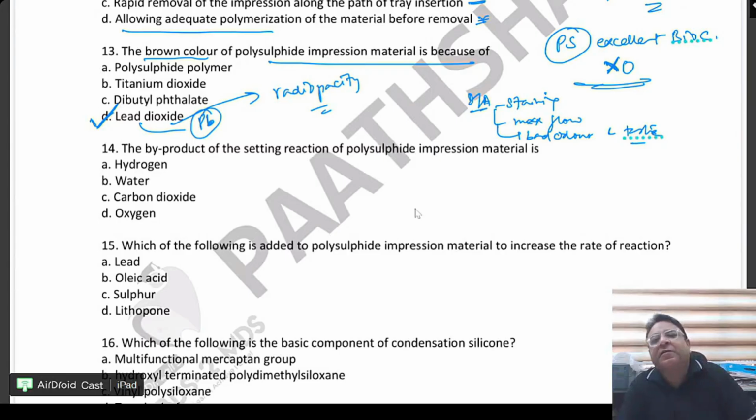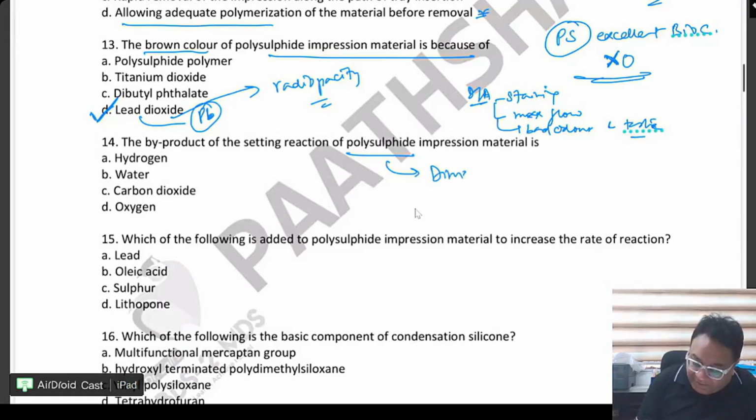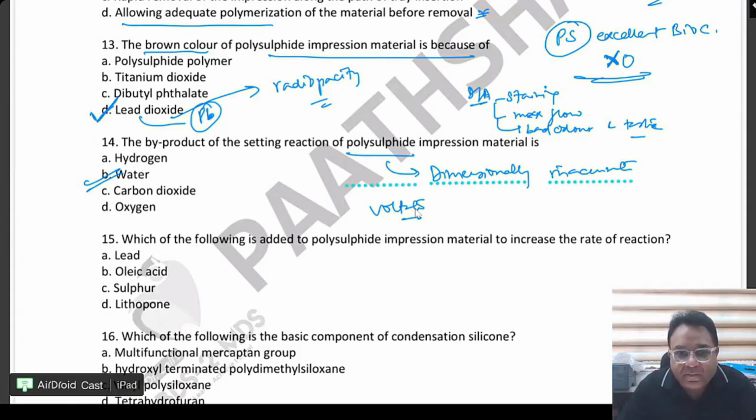It was the first elastomer to be used, but it was not designed purposely as an impression material for the dental industry. It was actually in the rubber industry. The byproduct of setting reaction of polysulfide: why are polysulfide impressions dimensionally inaccurate? They are dimensionally inaccurate because of a volatile byproduct, and that is water.